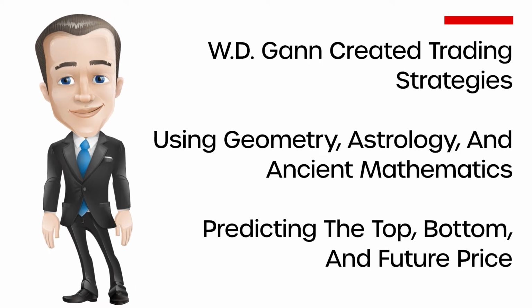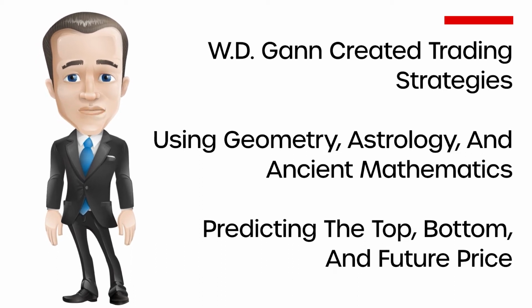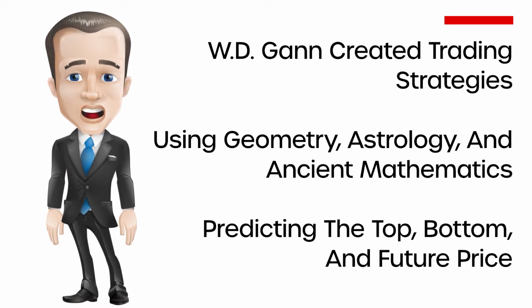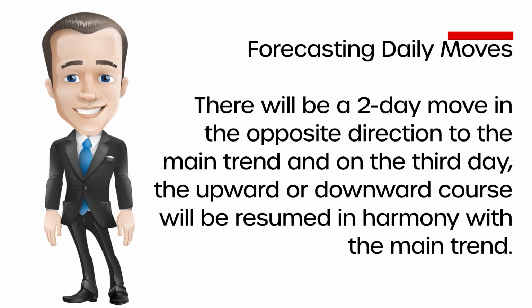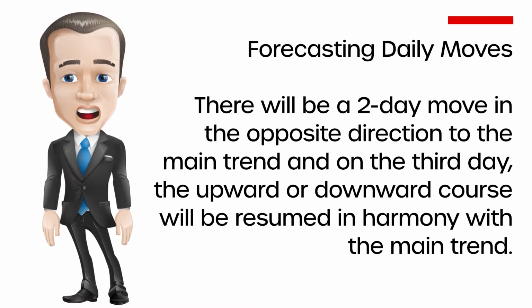Understanding Gann indicators. Gann indicators are based on the notion that markets rotate from angle to angle, and when an angle is broken, the price moves towards the next one. Gann time cycles will help to forecast the future of the market. Let's start with forecasting daily moves.